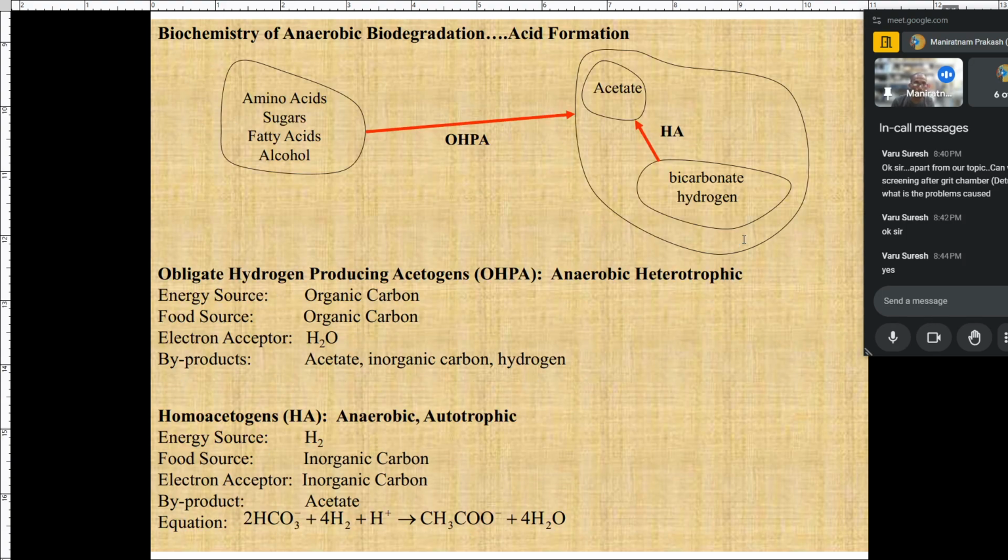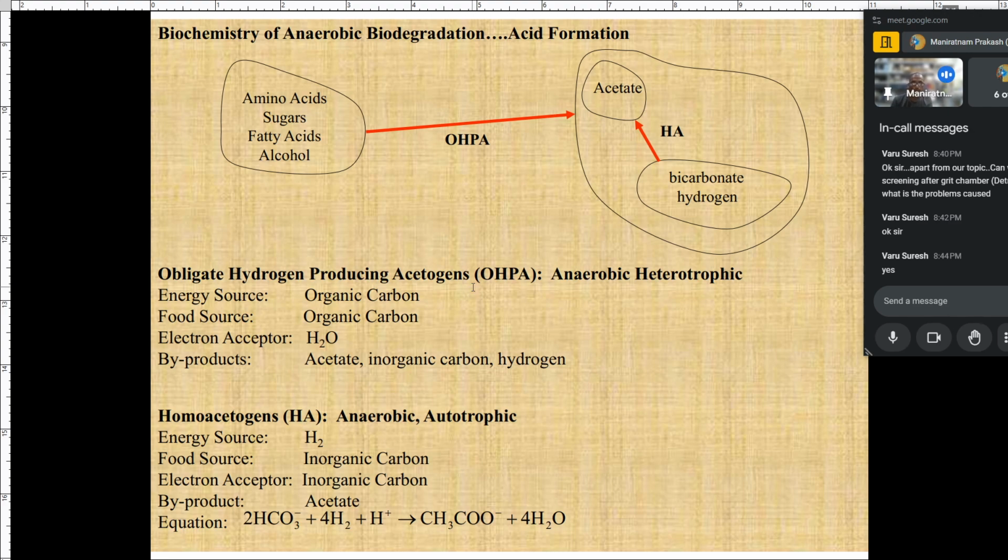Once this acid formation has occurred, then we will have acetate formation, okay? The third step is OHPA, that is hydrogen producing acetogens, which are also anaerobic heterotrophic. I am assuming that if you have attended my last lecture, I have discussed heterotrophic, autotrophic, and all this. This is very common, there is no big rocket science in knowing heterotrophic and autotrophic.